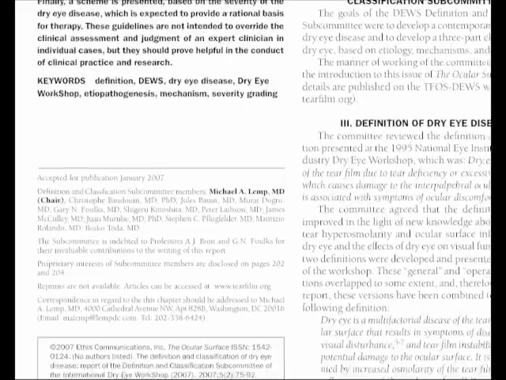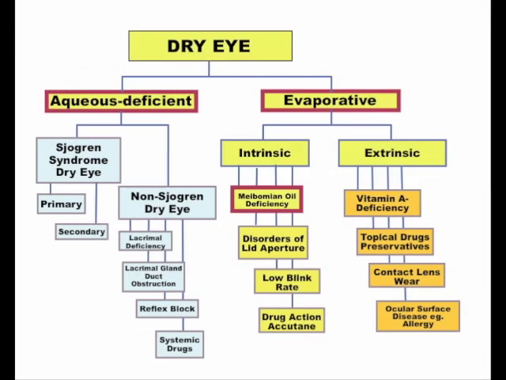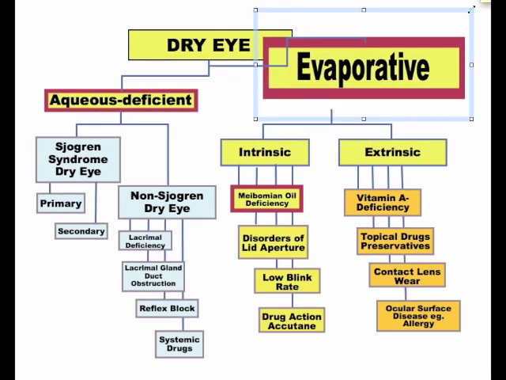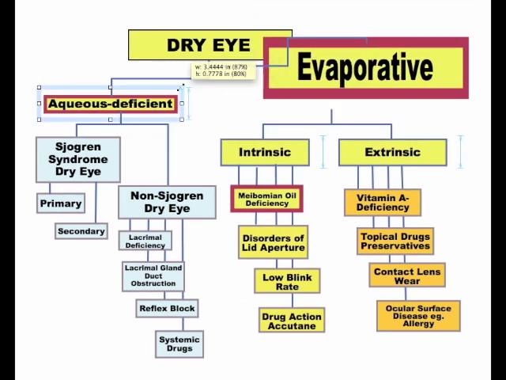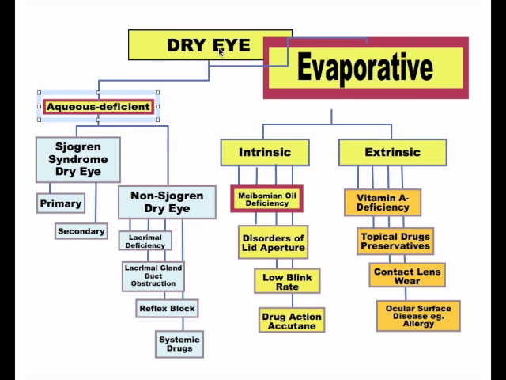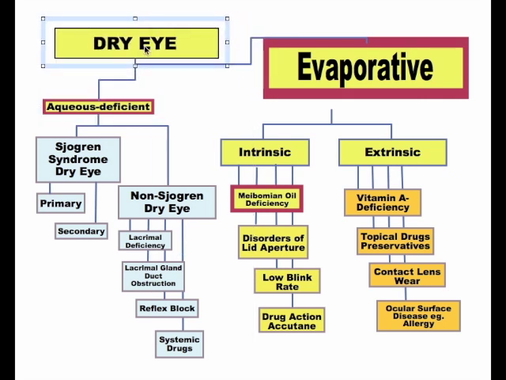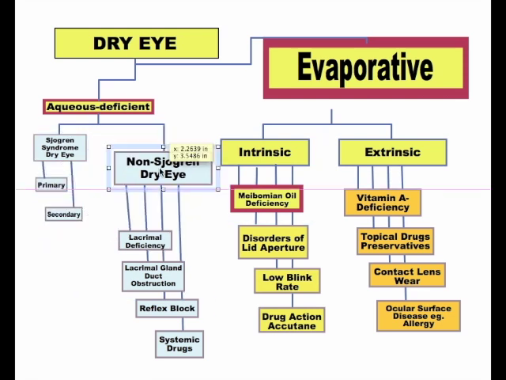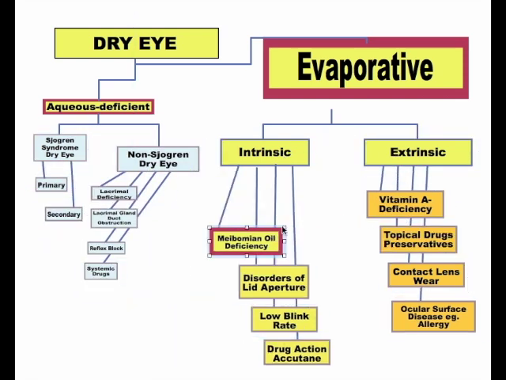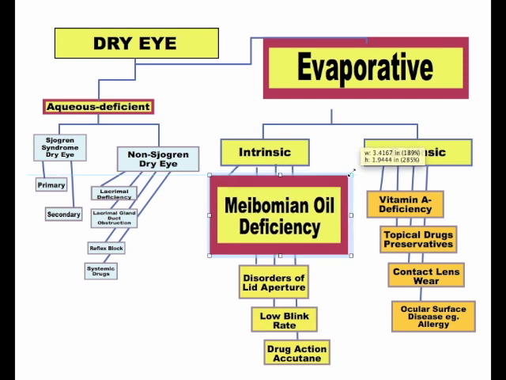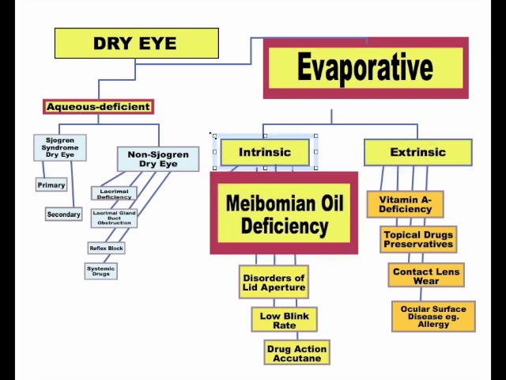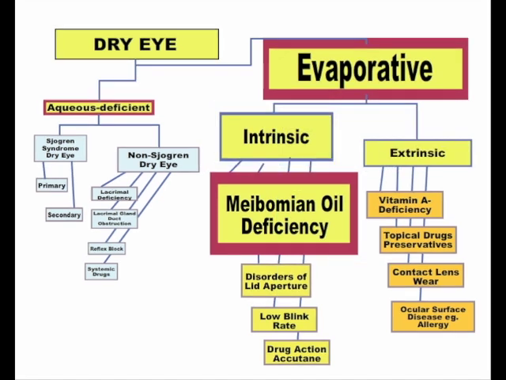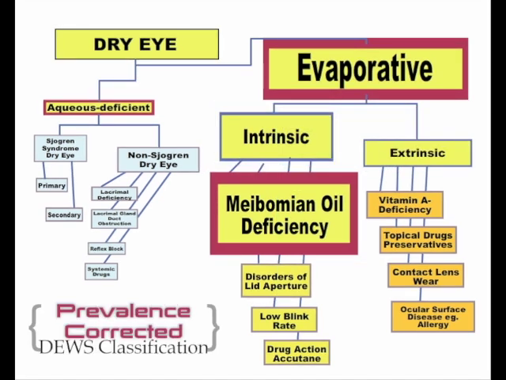Gary Fowlkes and Michael Lemp produced a landmark study of dry eye called the DEWS classification. I've modified their diagram to reflect the prevalence of these conditions in our population. Sjogren's syndrome and similar aqueous deficiencies comprise a small amount, while the meibomian oil deficiency or evaporative dry eye are much more prevalent.